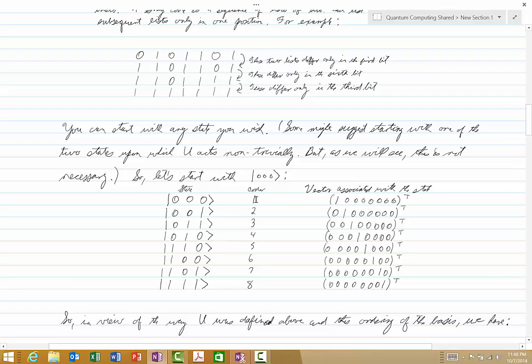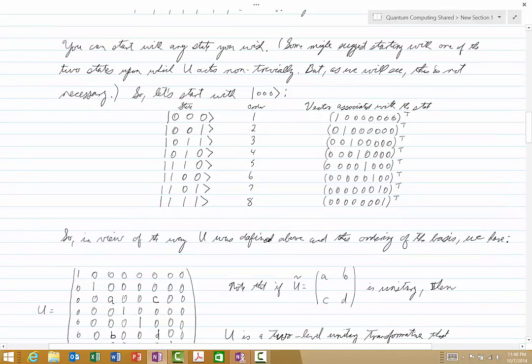So you can observe that with this ordering, what we're doing in these vectors is that the order tells the position of where the 1 will be. So in the first term or the second or third or fourth or fifth or sixth or seventh or eighth term. So these will be the states in the basis, and this is the ordering, and so these are the vectors that we associate with those different states.